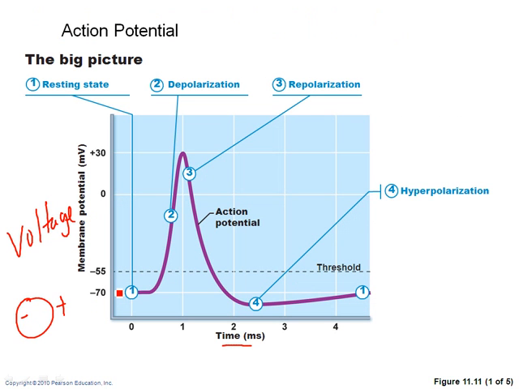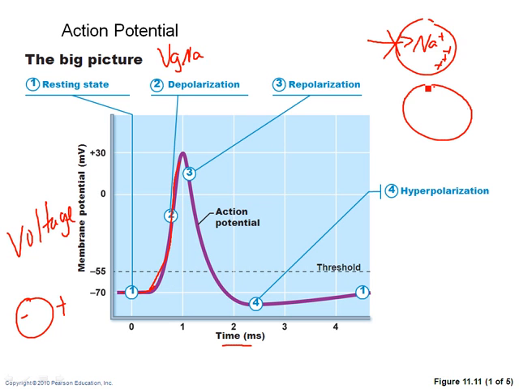Some kind of stimulus comes along. That stimulus opens voltage-gated sodium channels. When you open those channels, sodium flows into the cell with its positive charges. The more positive charges flowing into the cell cause the membrane to become more positive on the inside. So you're seeing a change toward a more positive membrane potential. That's depolarization.